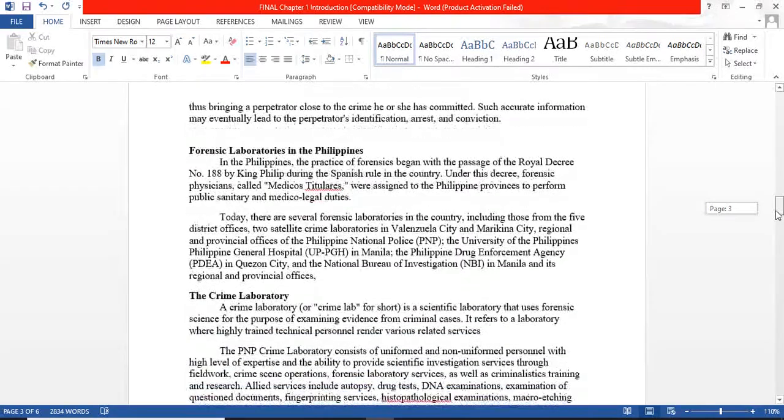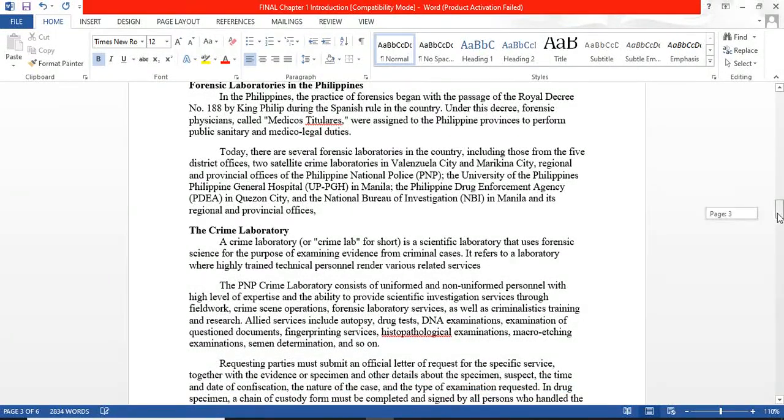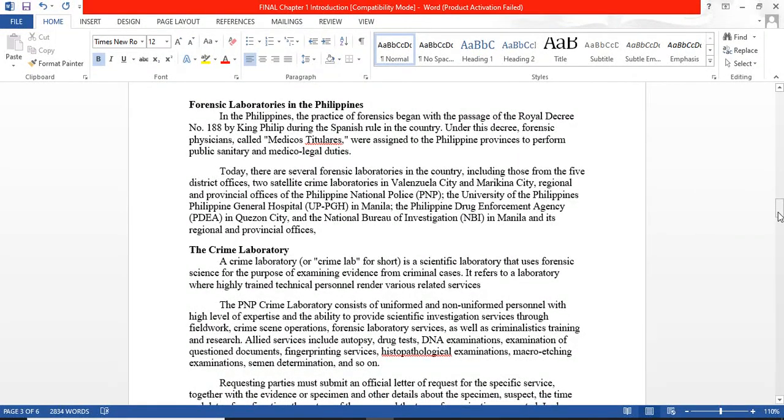Then you have here the summary na lang. Forensic Laboratory in the Philippines. Okay, ang iya history. In the Philippines, the practice of forensics began with the passage of Royal Decree number 188 by King Philip during the Spanish rule in the country. Under this decree, forensic physicians called Medicos Titulares were assigned in Philippine provinces to perform public sanitary and medico-legal duty.